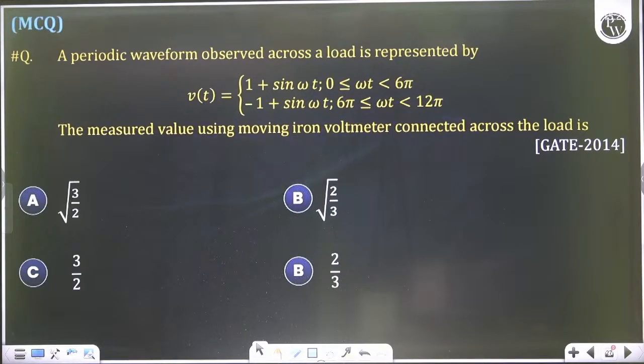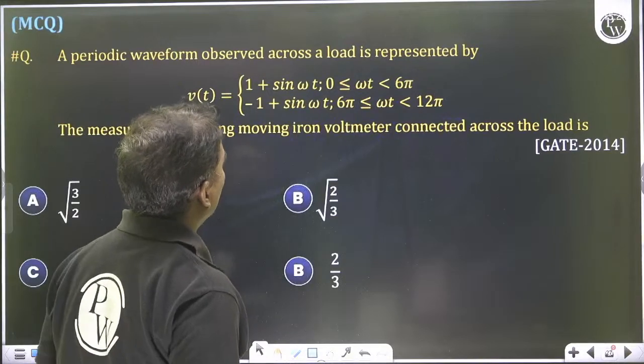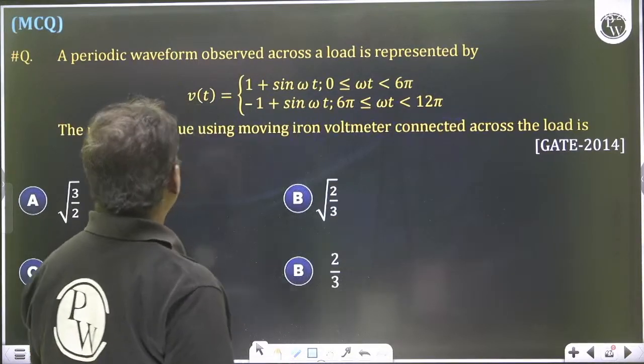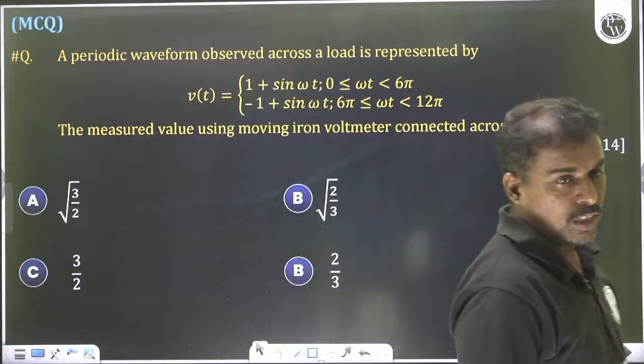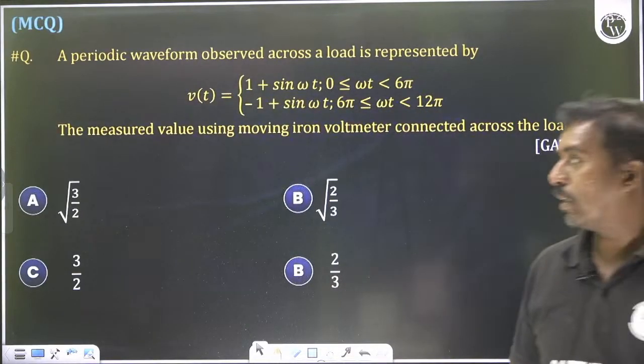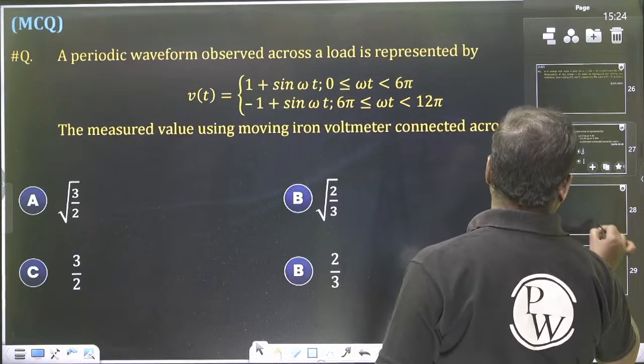Answer this question. A periodic waveform observed across a load is represented by this formula: V of t is equal to 1 plus sin omega t for omega t greater than 0, less than 6 pi, and minus 1 plus sin omega t for omega t greater than 6 pi, less than 12 pi. The measured value using moving iron voltmeter connected across the load is dash. So it is somewhat network theory question, but somewhat mathematics oriented. Moving iron meter measures the RMS value, right?